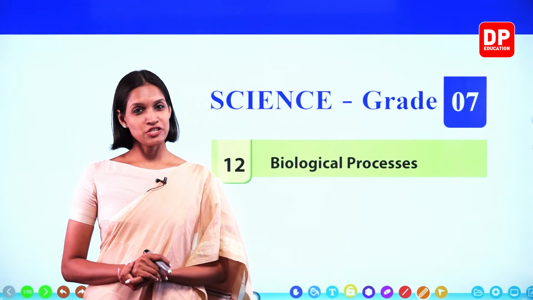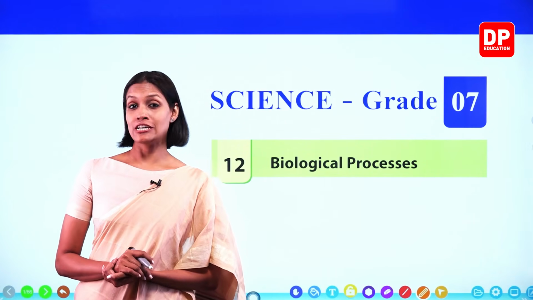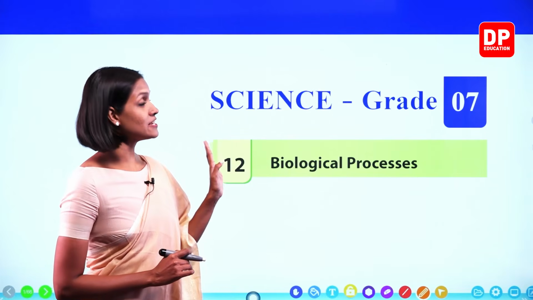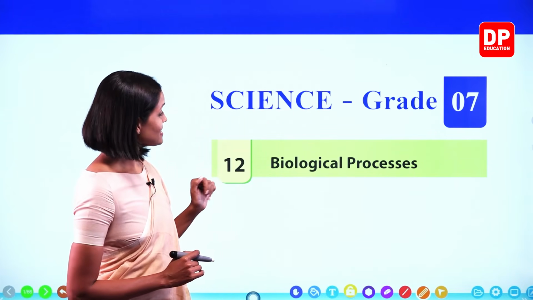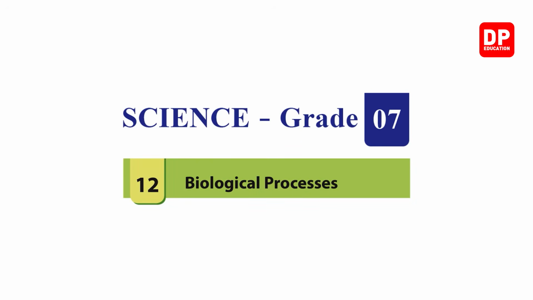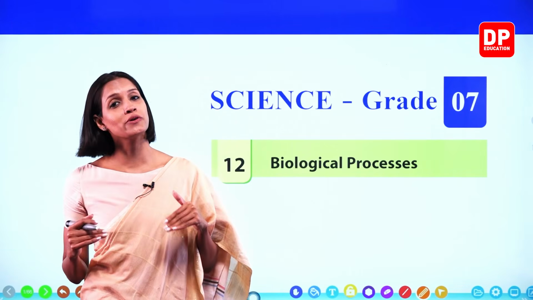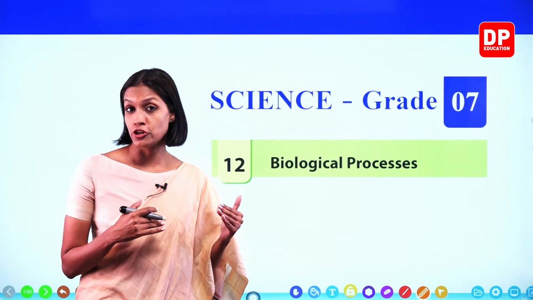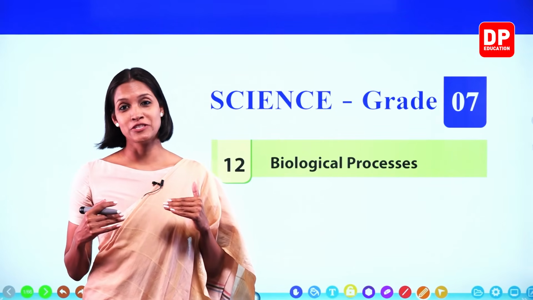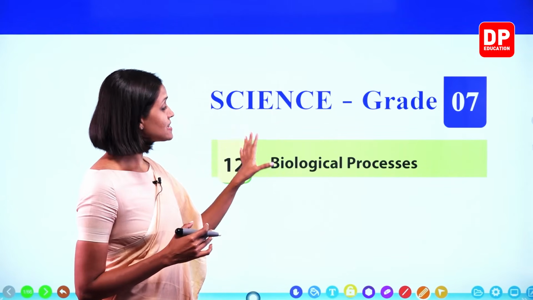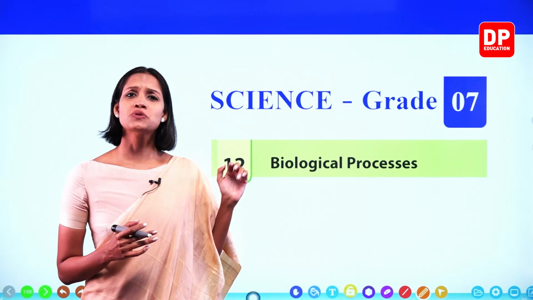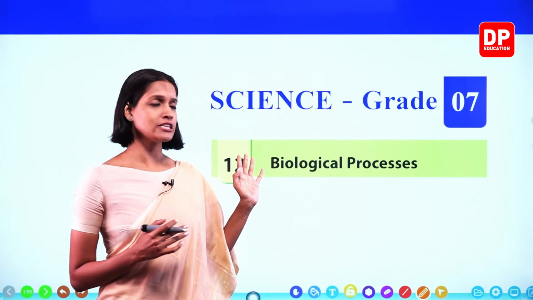Hello dear grade 7 children. Today we are going to learn the 12th lesson of the science textbook. That is biological processes. So as given in the name, this is a biology lesson, children. Now you all know when we learn science, there are 3 parts we are going to learn basically: biology, physics and chemistry, right? So this is a biology lesson.